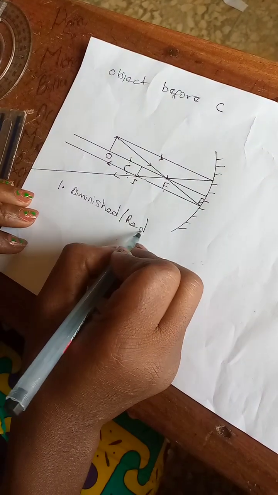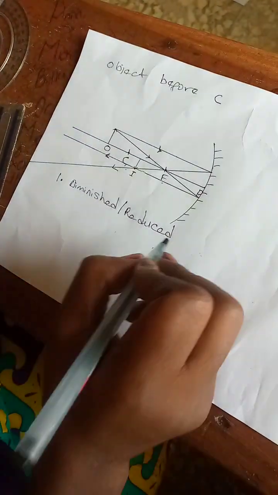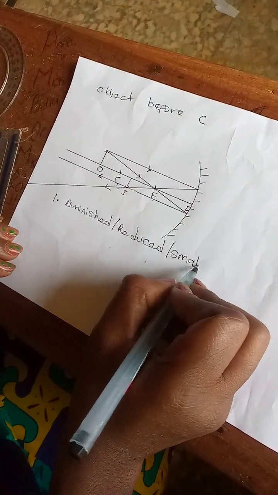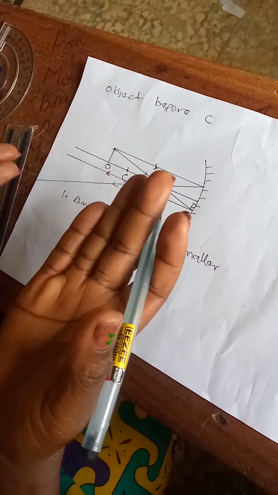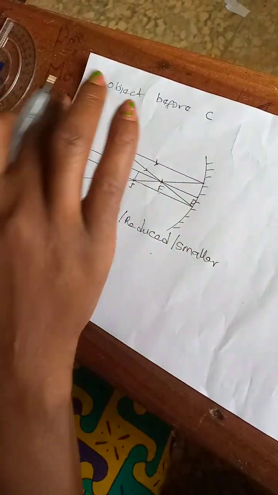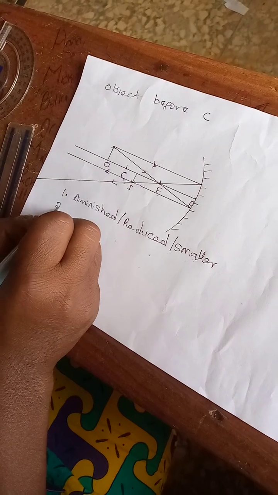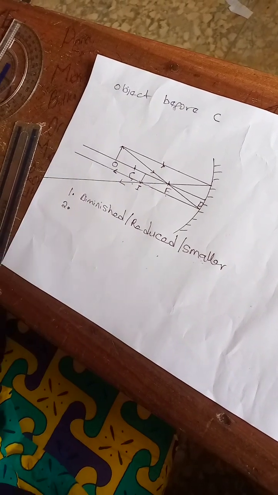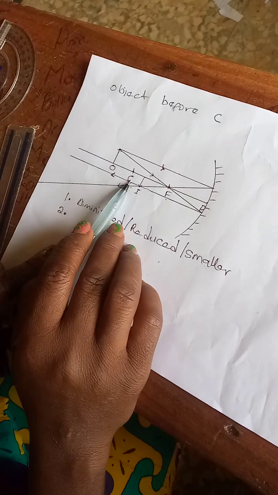Another word for diminished is reduced. It is smaller than the object. So the image is diminished, or you say it's reduced, or it is smaller. So the image is smaller than the object. Then another thing is that the image is formed between C and F.